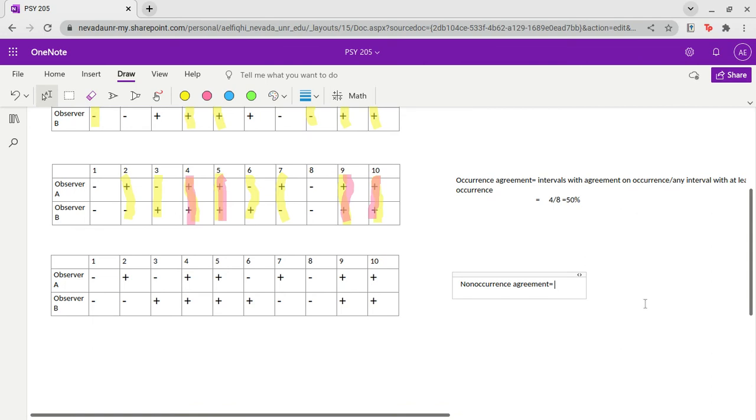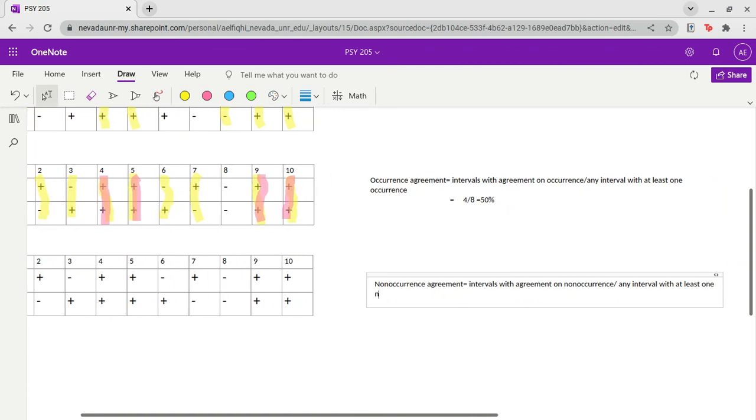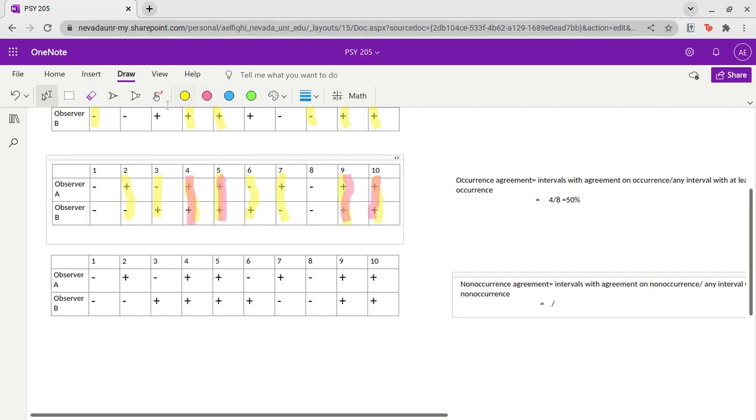All right, and so a non-occurrence agreement is a similar pattern, only this time we're looking at non-occurrence. So we have intervals with agreement on non-occurrence divided by any interval with at least one non-occurrence. Okay, so we're going to go back through. We'll find our denominator first. So I'm going to do the highlighter again. And this time we're looking for any interval that has non-occurrence.